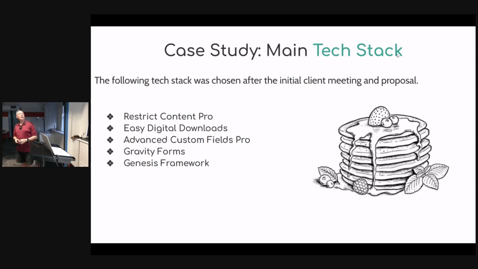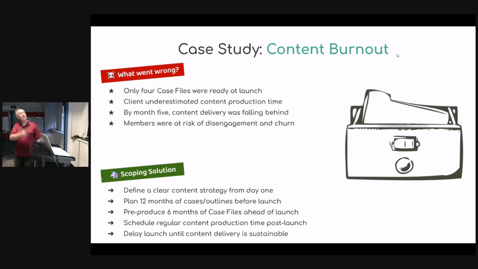Advanced Custom Fields, because there was lots of stuff going on because it was a case file thing. So I needed extra custom post types. Gravity Forms, because that's my go-to. And back then I was a Genesis person. So that was the rough tech stack. There were lots of other plugins and add-ons, but that was the general tech stack that we went with. And Restrict Content Pro, a monthly subscription, that was going to be super easy. Tick, tick, tick. Okay, so this is what happened.